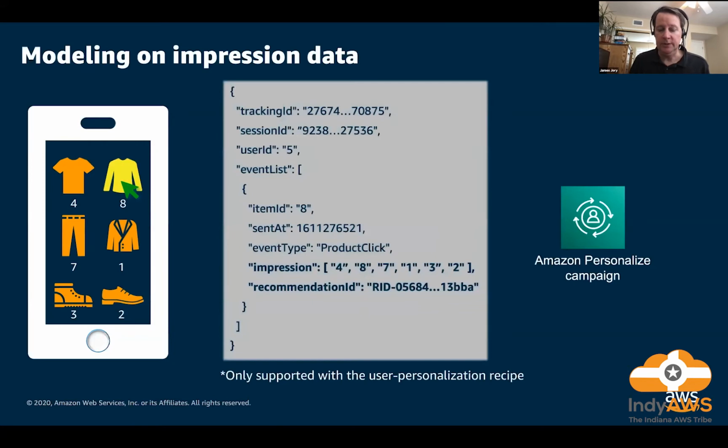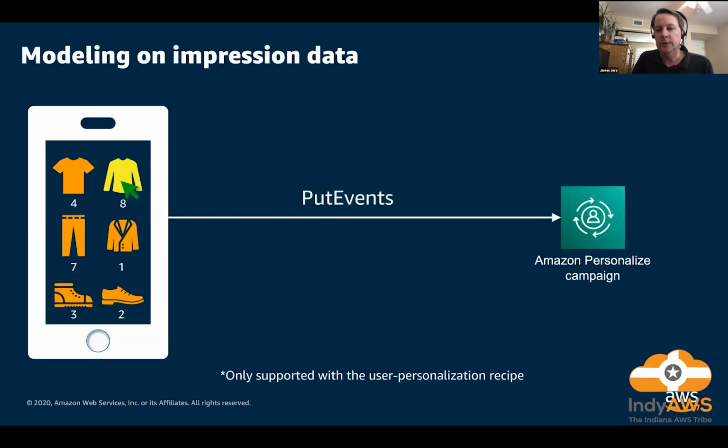And what we'll do here is send back an event to Personalize, indicating that the user engaged with product 8. But if you notice, the impression field and recommendation ID at the bottom of this event list is indicating that 4, 8, 7, 1, 3, and 2 were part of the impressions, but they interacted with item number 8 of that. The item ID indicates it's item number 8. So you can either provide the impressions as a list of item IDs, or you can send the recommendation ID that came from the Get Recommendations request. And that is sent to Personalize using the PutEvents API.